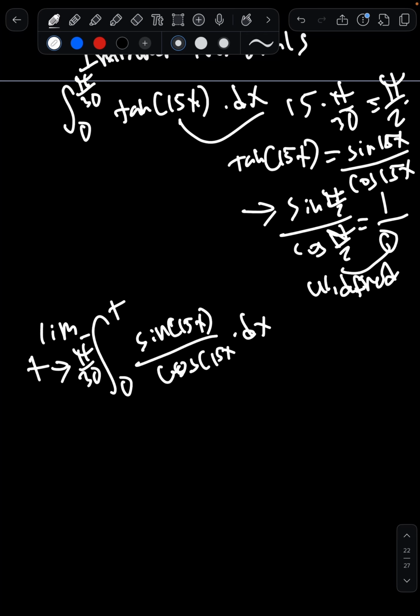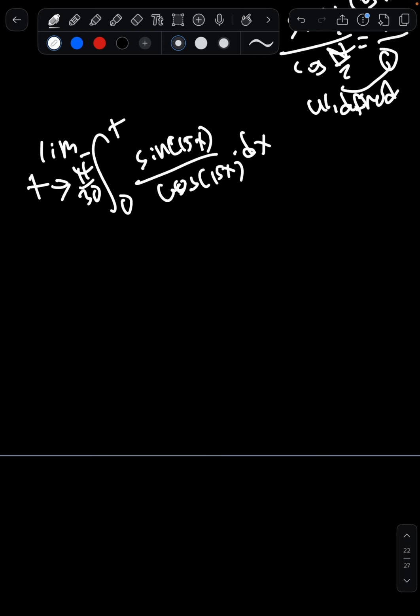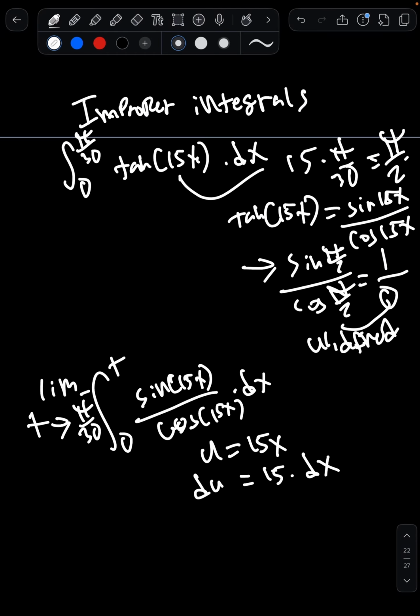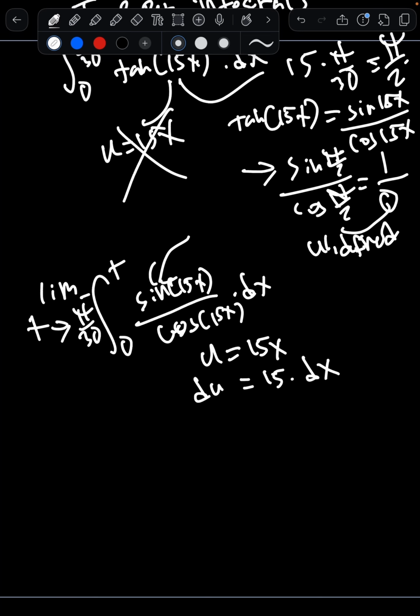Okay. So now this is where we can apply our u substitution. If we let u equal 15x and du equal 15 times dx, this will not work. This is why u equal 15x will not work, because we have sine of 15x on the top.